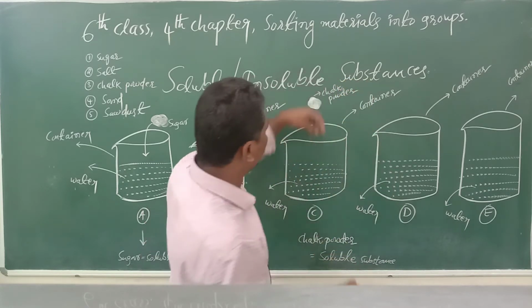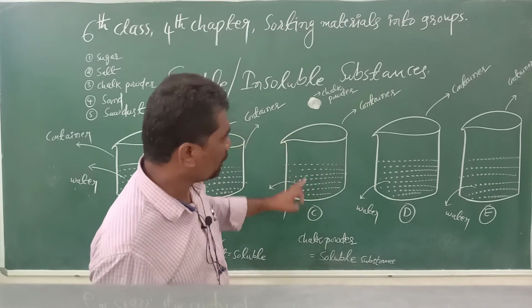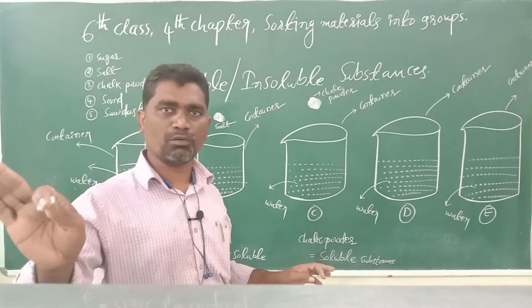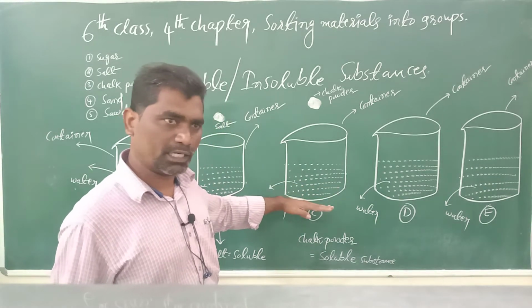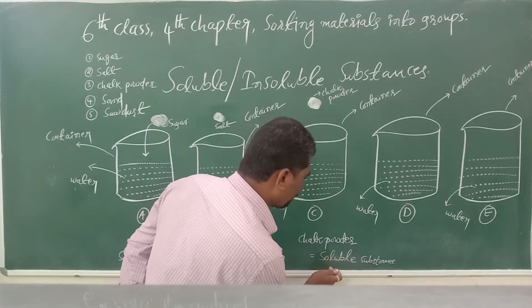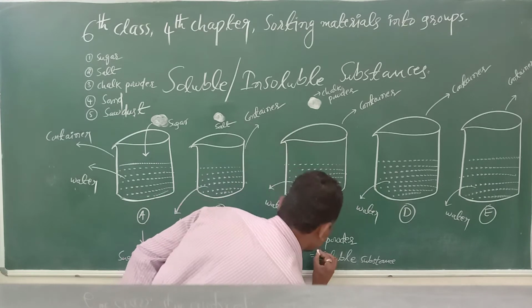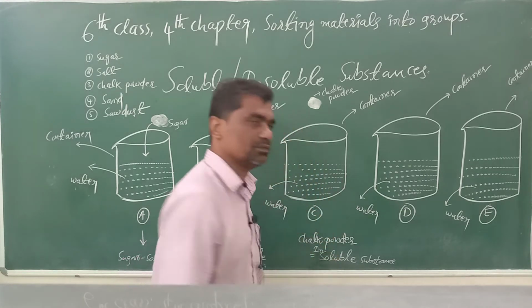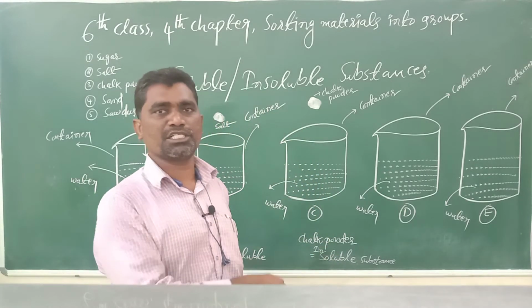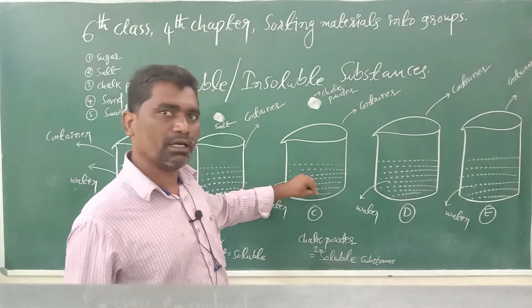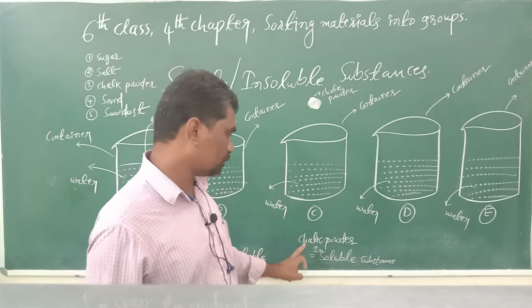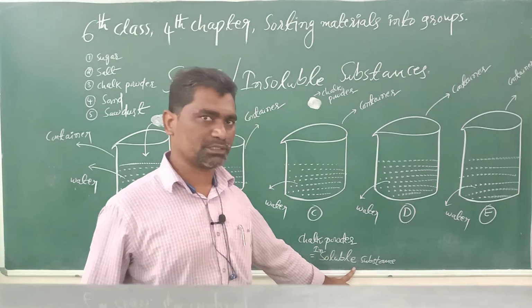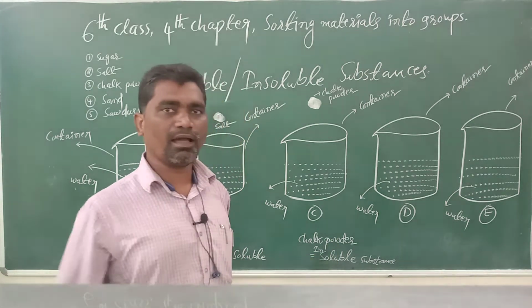Chalk powder. Whenever chalk powder is put in water, it doesn't dissolve. It settles at the bottom of the water container. So that's why chalk powder is called an insoluble substance. It appears at the bottom of the container.